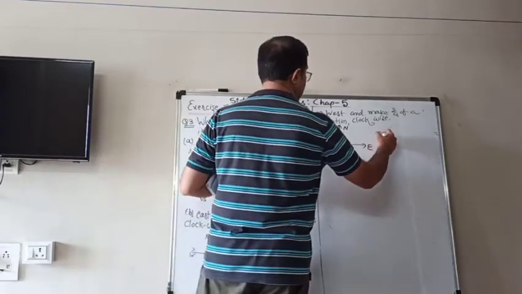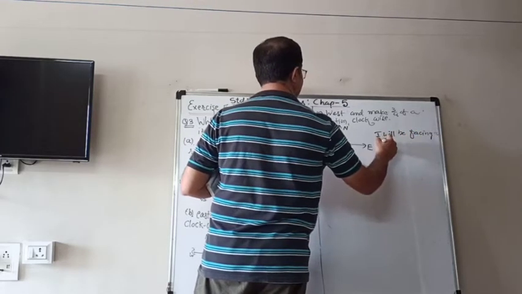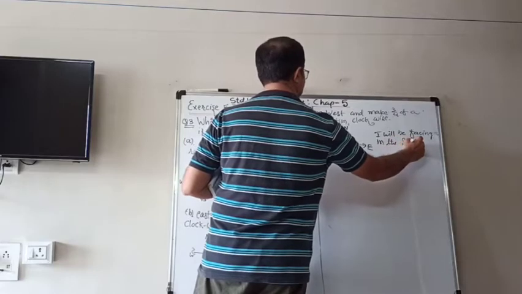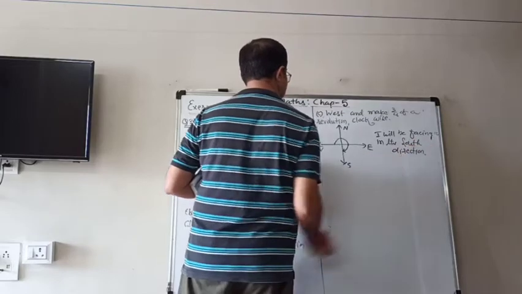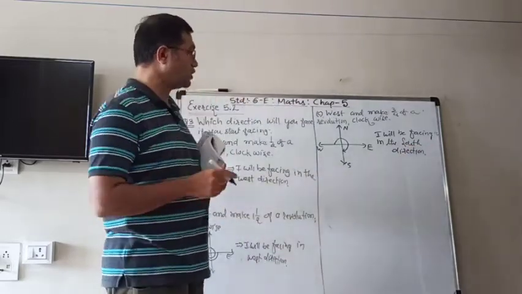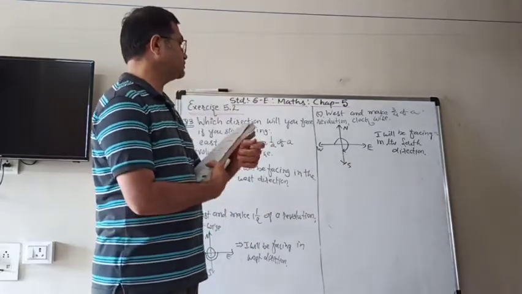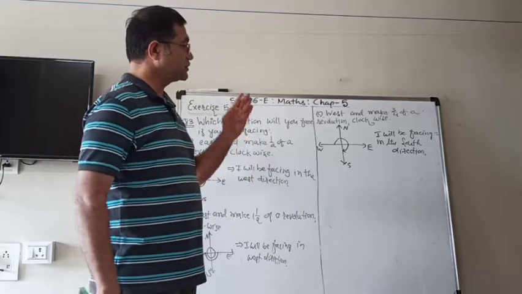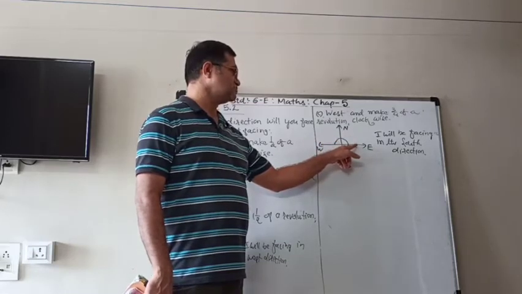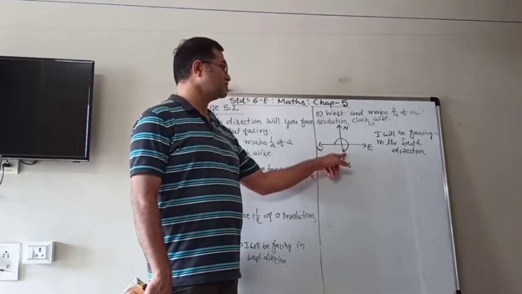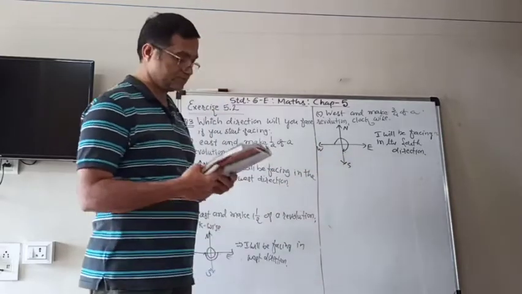So you write down the answer: I will be facing in the south direction. Because here we have to move clockwise and 3/4 of the revolution, and we already know that 3/4 means 3 right angles. So 1 right angle at north, 2nd right angle towards east, and the 3rd right angle completes 3/4. So finally your position will be in the south direction.